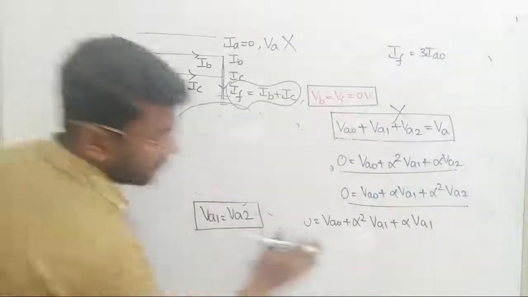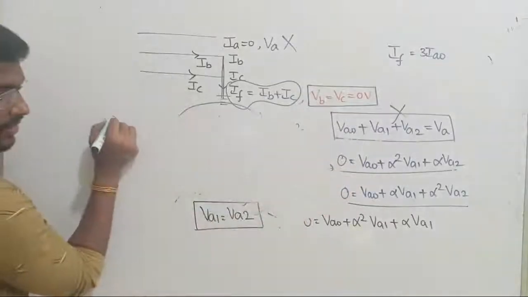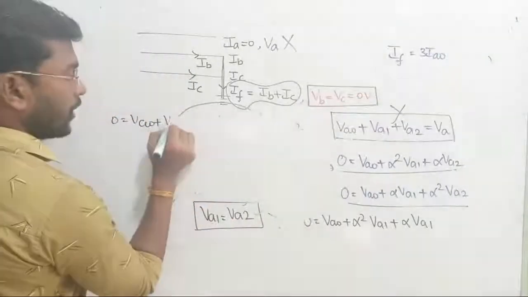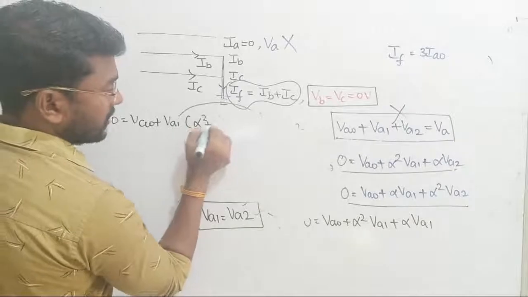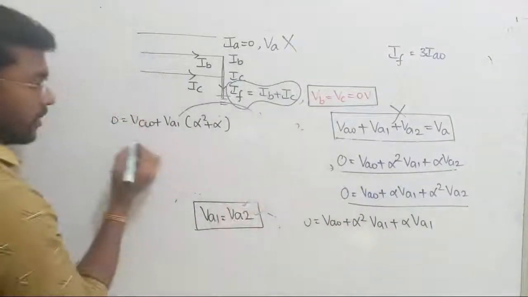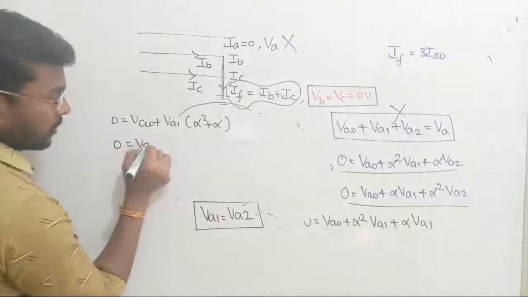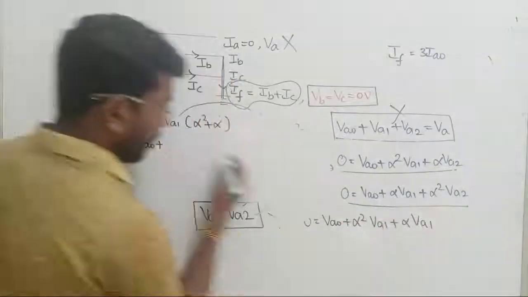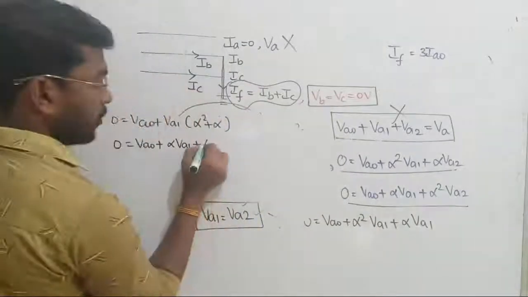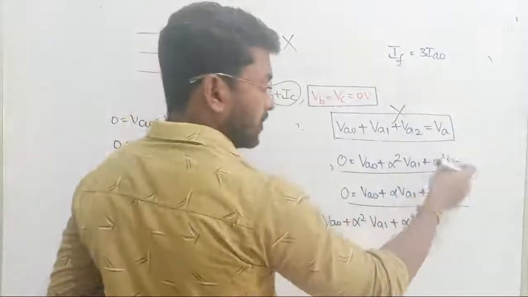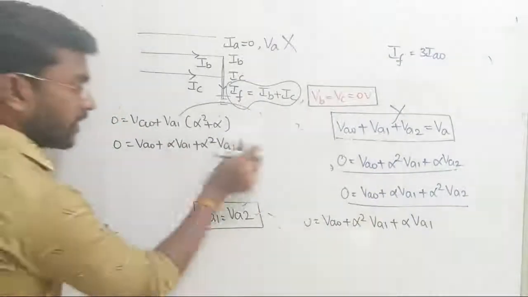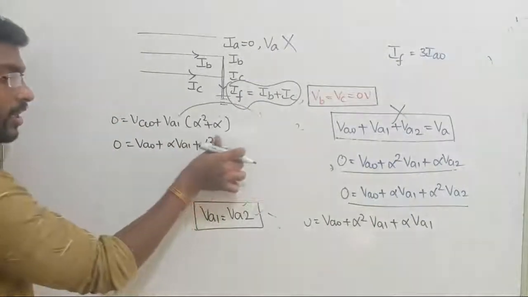What is where? Is it here? Take that. 0 is equal to VA0. Yes, take VA1 outside, then alpha square plus alpha. Shall we take the second equation? This one. Reduce it the same way. 0 is equal to VA0 plus alpha times of VA1 plus alpha square into, and just replace VA2 here. It is going to be VA1 only, such that what can you do with this equation? You can take VA1 outside.